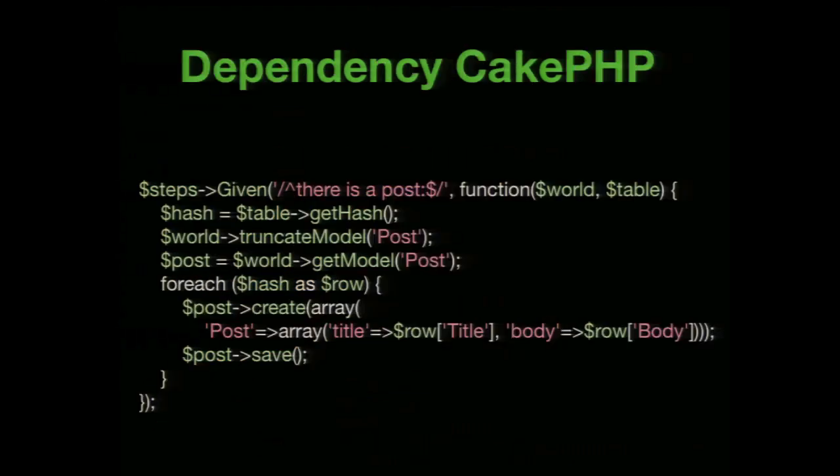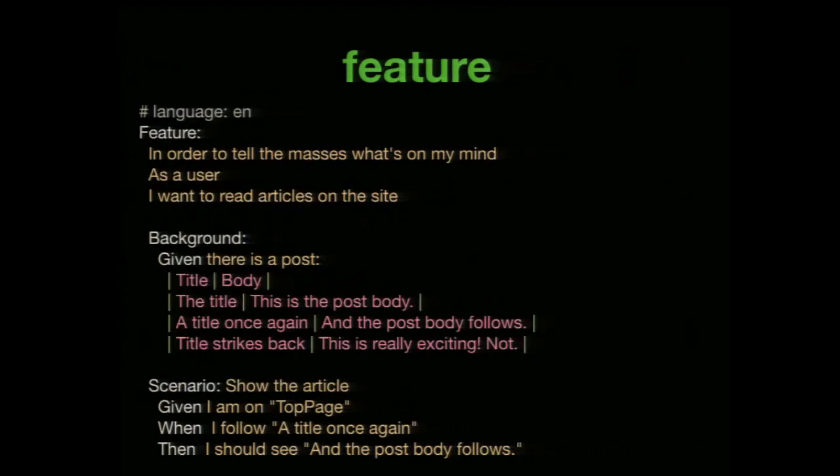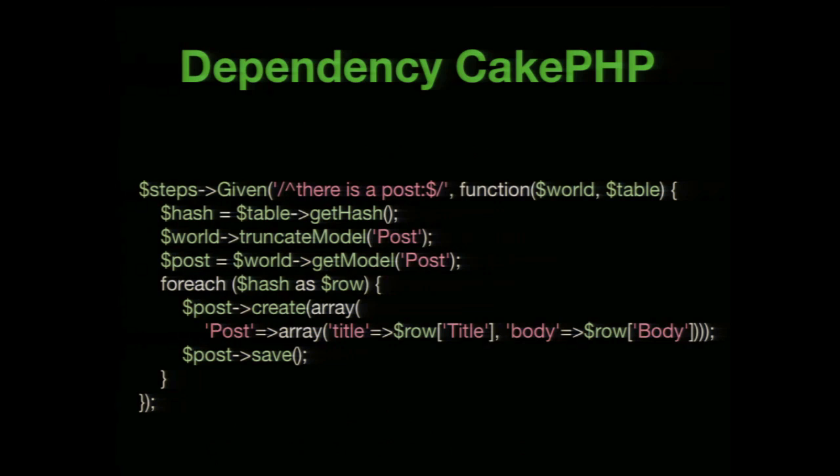So, dependency on CakePHP is, this block, there is a post, which is example data for testing. This is the step file. You can use two methods, truncateModel and getModel. truncateModel truncates the post table or data. And getModel is an alias for the class registry init. This is the introduction. Demos.